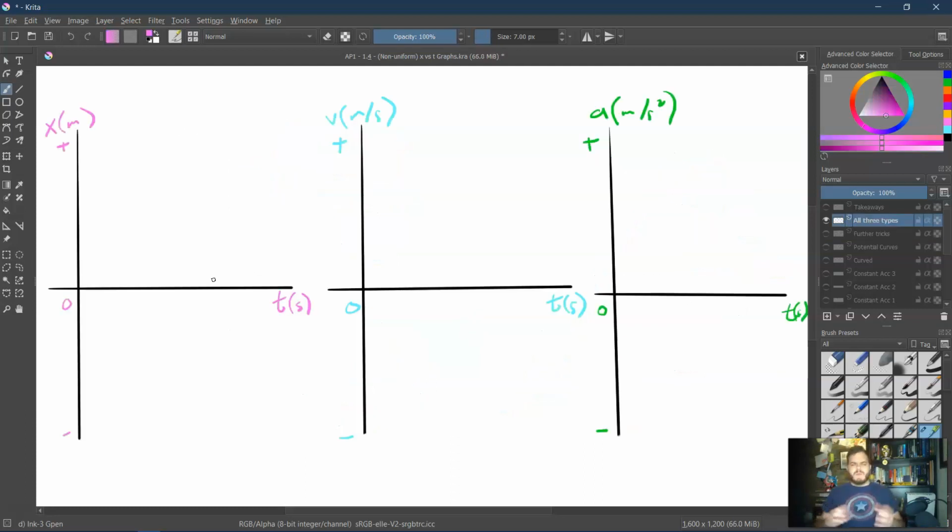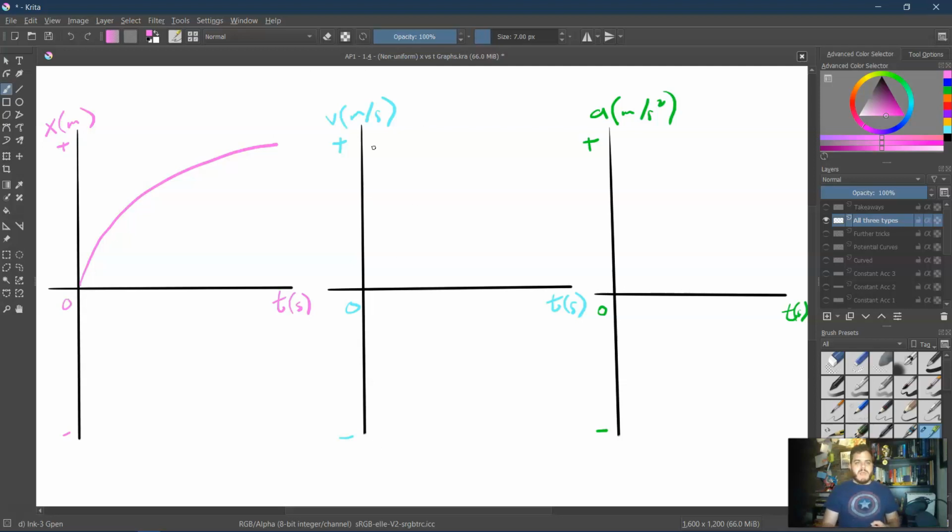Lastly, we want to get to the point where if we know one of these graphs, we can at least come up with possibilities for the other, so we can try and know whether or not our data looks good or not. So for instance, let's pretend I have some position versus time graph. Let's do some random shape. Let's say something like that.